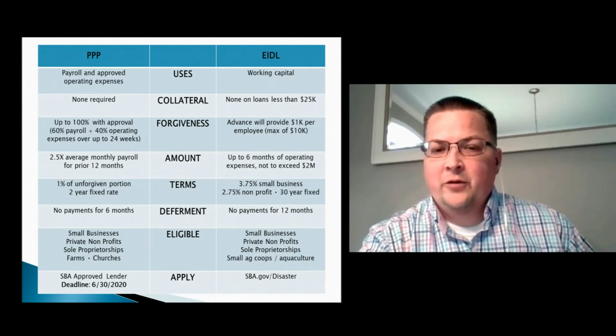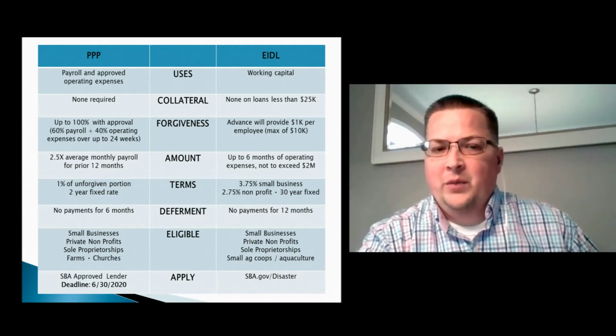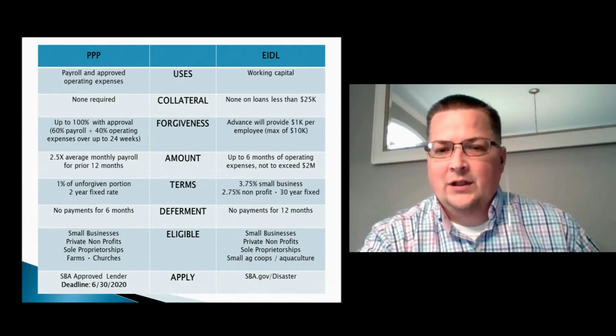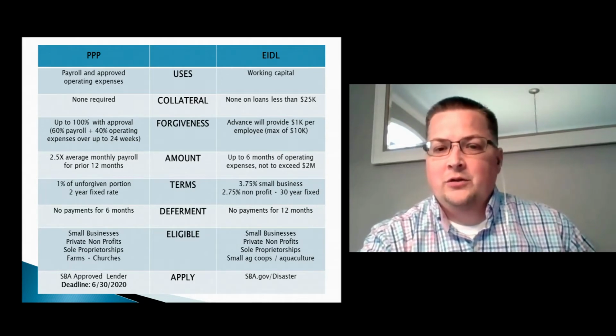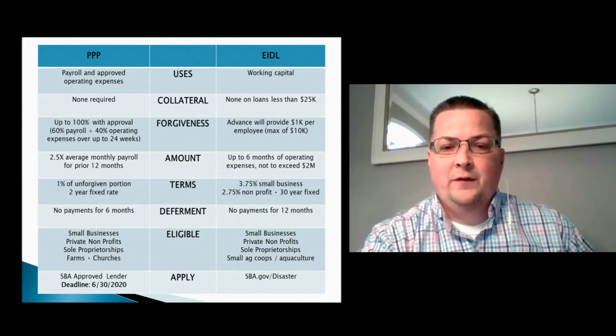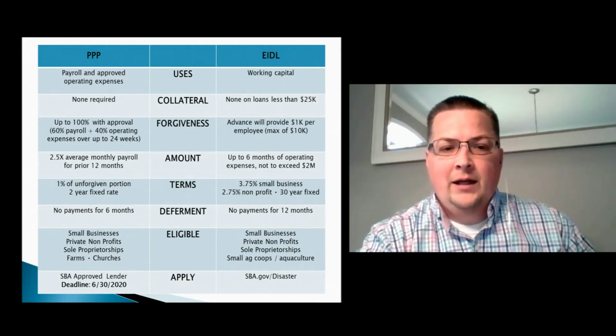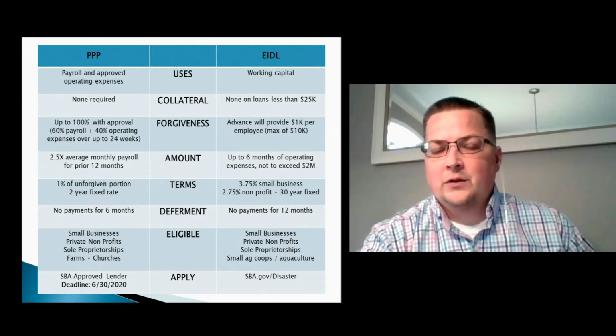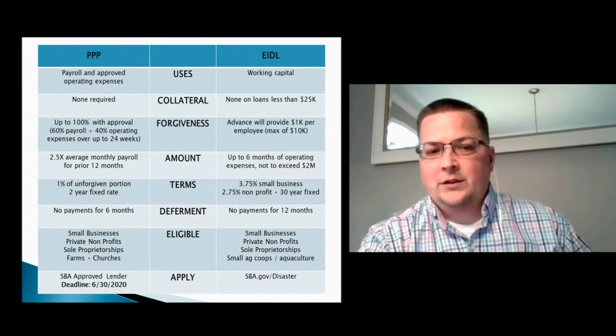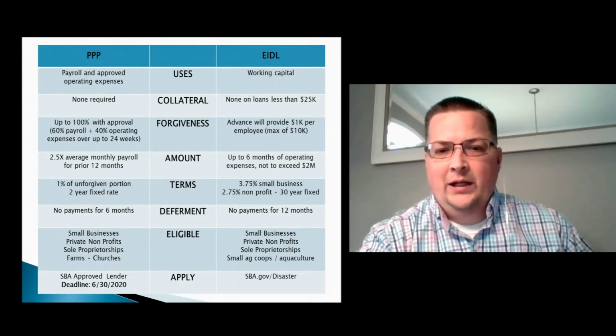terms, a little bit heavier interest rate, but they're much nicer on the amortization table. For a small business, 3 3/4 interest. For nonprofits, 2.75, and that's amortized over 30 years. And I haven't seen where either of these loans has a prepayment penalty.